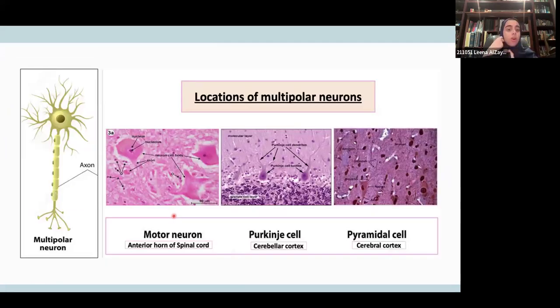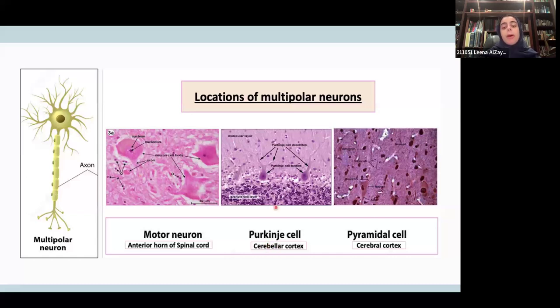Okay, so now histologically how it looks. This is a multipolar neuron. We said we're going to find them in the pyramidal cells of the cerebrum and the cerebellum. So over here, we have a motor neuron in the anterior gray horn of the spinal cord. This is how it looks, exactly like a pyramid. And you have the cell body over here, dendrites around it, and then the axon over here extending all the way to the bottom. On the other hand, we have Purkinje cells in the cerebellar cortex.